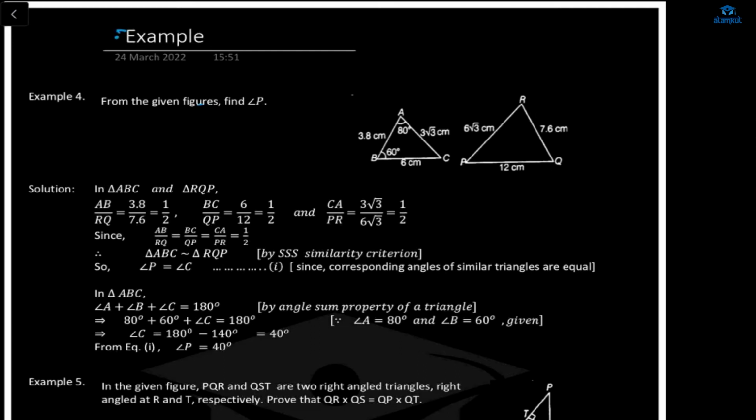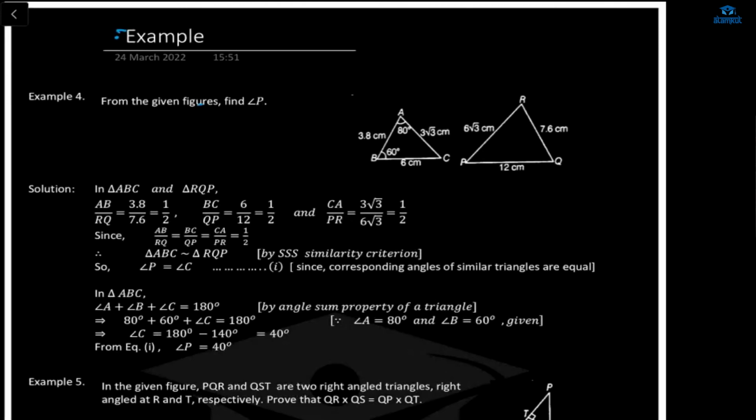Now on this similarity we are going to give some examples, to show what type of question you will get in your examination. For example 4, from the given figure find angle P. You have to find the value of angle P. If you look at the figure, all three sides are given for both triangles. From similarity of triangles, two triangles can be similar if their sides are in the ratio. So first we will check from the SSS criteria whether their sides are in the ratio; if so, the angles will be equal, and we will be able to find angle P.